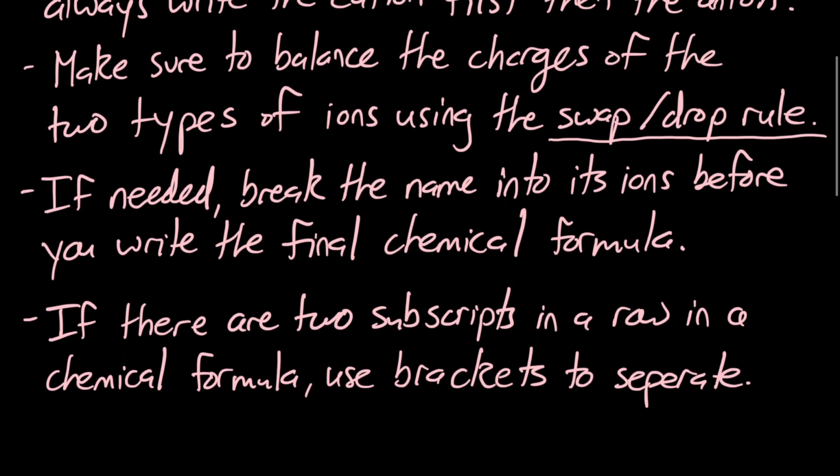Rule number 3, if needed, break the name into its ions before you write the final chemical formula. So again, when we get to our examples, we will be breaking the name up into its ions and then combining those ions into its final chemical formula. And finally, if there are two subscripts in a row in a chemical formula, we are going to use brackets to separate. So that will mainly be when we have a polyatomic ion in our formula. We will be using brackets when we have two subscripts in a row.